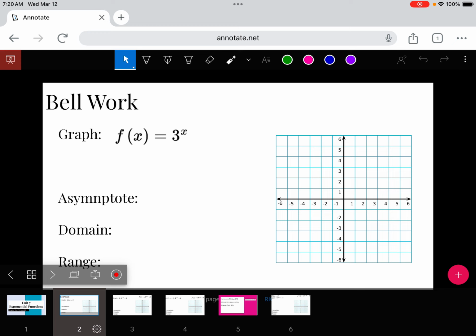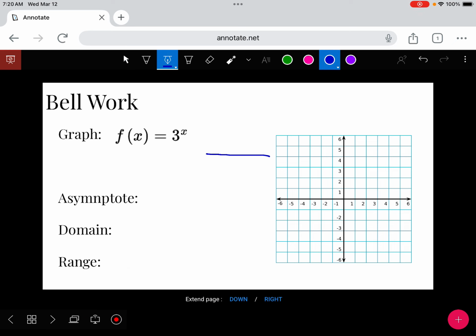So, what do we do? Yeah, we gotta draw our own table. So we're gonna make ourselves a little table. Pick some x's to find some y's. What x's should we pick? -2, -1, 0, 1, and 2.